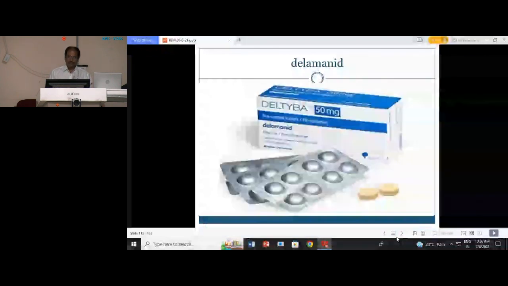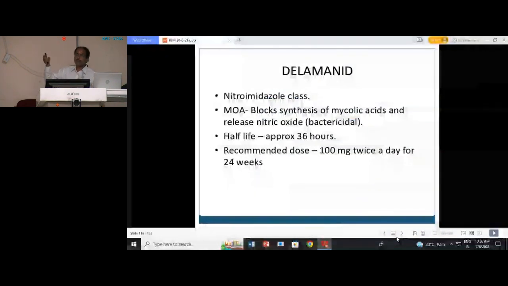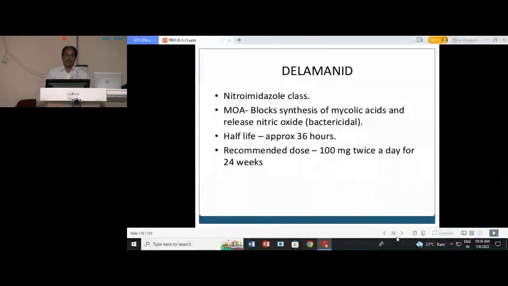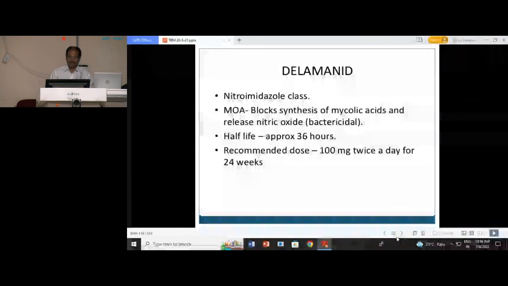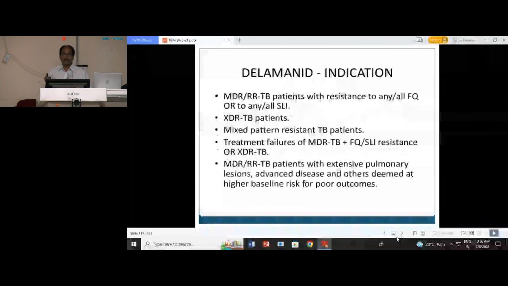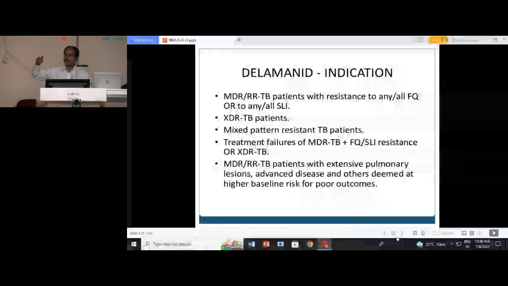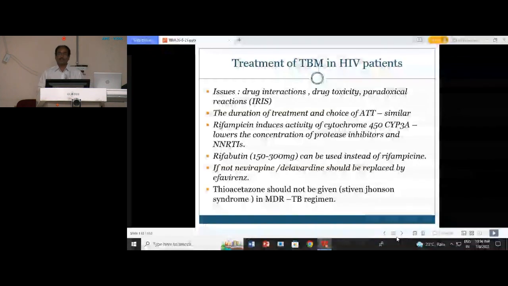Next is delamanid. It is a nitroimidazole class. Mechanism of action: blocks synthesis of mycolic acid and releases nitric oxide, which is bactericidal. Half-life is 36 hours. Recommended dose is 100 mg twice a day for 24 weeks. Delamanid indication: MDR, rifampicin resistant tuberculosis or fluoroquinolone resistant tuberculosis. As I told you, when you cannot take a drug from group A, group B, group C, then you can add delamanid or bedaquiline.